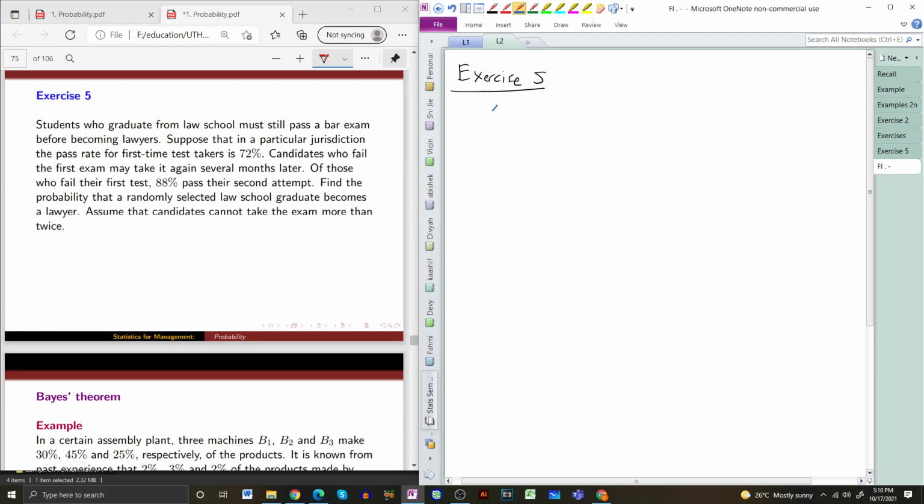Let's say the candidate takes the test for the first time. Suppose in a particular jurisdiction, the pass rate for the first time is 0.72. If they fail, they can retake the exam. Of those who fail the first test, 0.88 will pass, and this one would be 0.12. Find the probability that a randomly selected law school graduate becomes a lawyer.